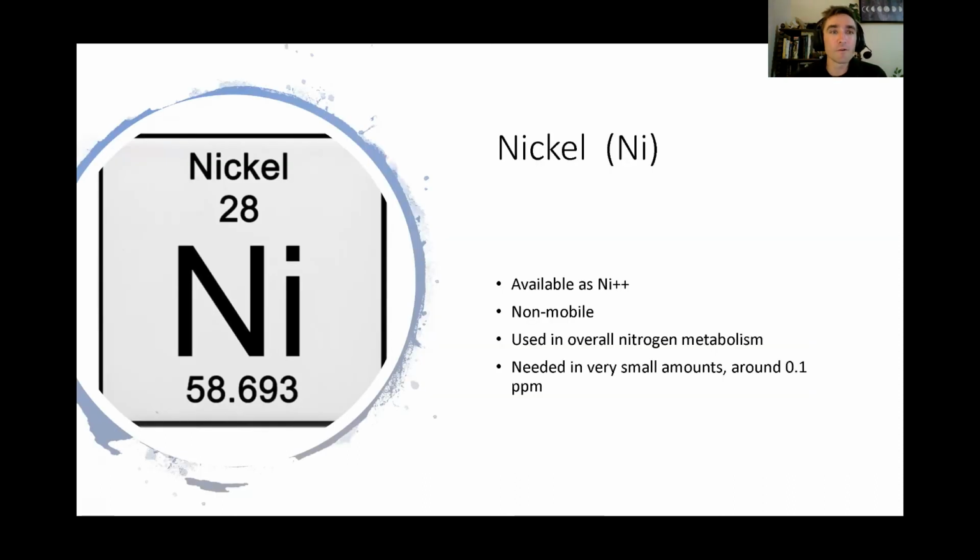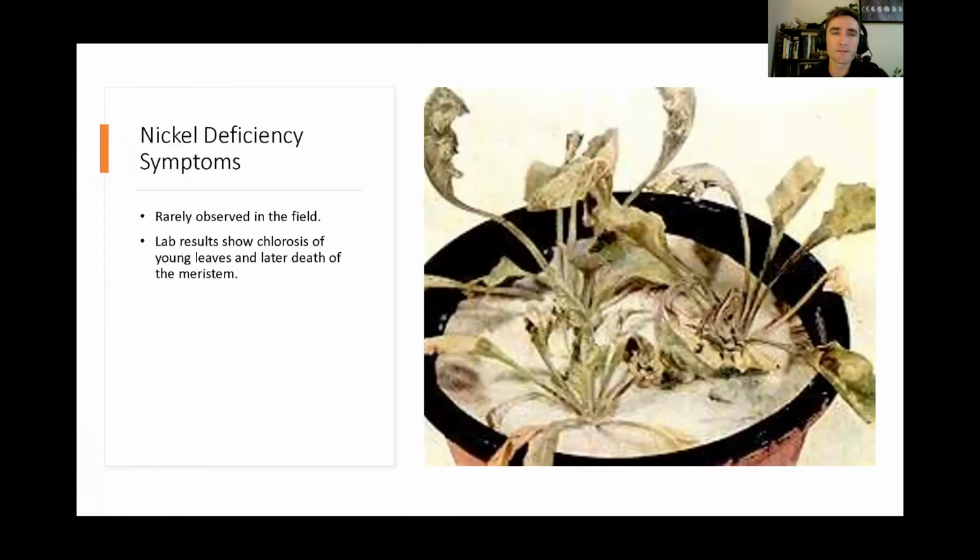And finally, we'll cover nickel. Nickel is a non-mobile element. It's used in overall nitrogen metabolism. It's needed in very small amounts. But you rarely will see a nickel deficiency. But if you do, you'll see chlorosis of the young leaves, and then later the death of the meristem, which is the point at which new growth occurs in the plant.